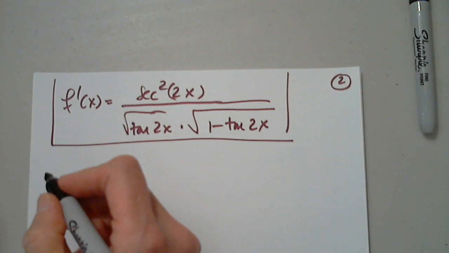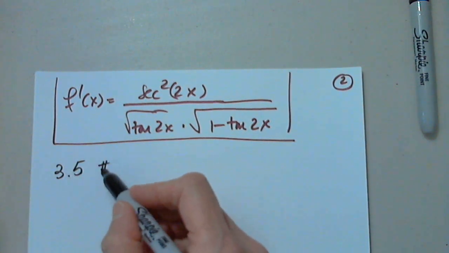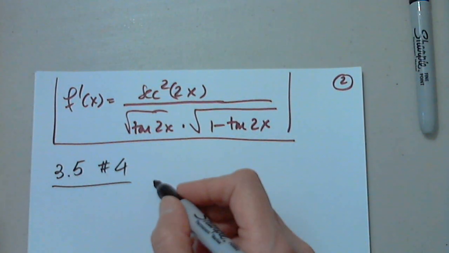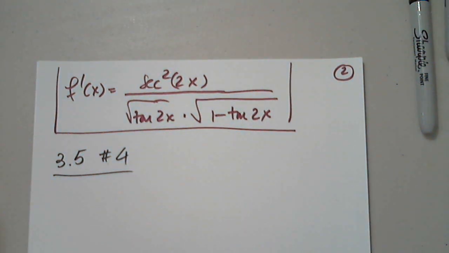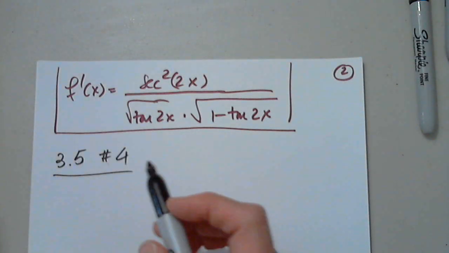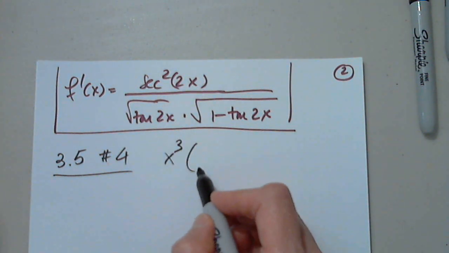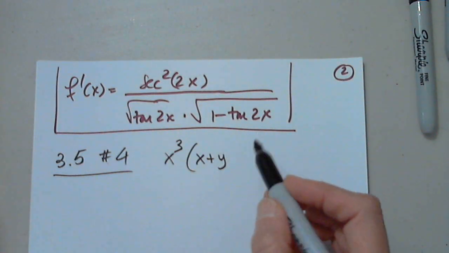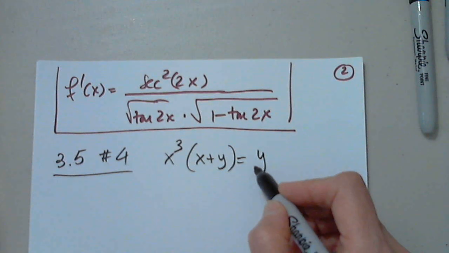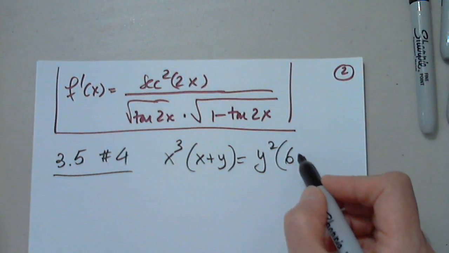So my first question from WebAssign was in 3.5. It's number 4, and I'm just going to paste it in the chat for translation. So we have, is it x cubed? Yes. So you said x cubed and y squared. Okay, x cubed. And then in parentheses, x plus y equals y squared. So, in parentheses, 6x minus y, and squared, and then 6x minus y.